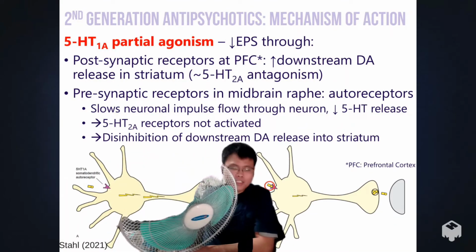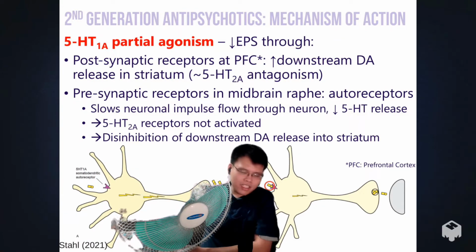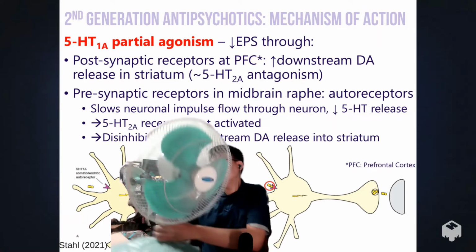Anyway, for partial agonists, think of it like this: if the full agonist were a number 3, a partial agonist would be like a 1 or 2, right? And an antagonist would be 0.